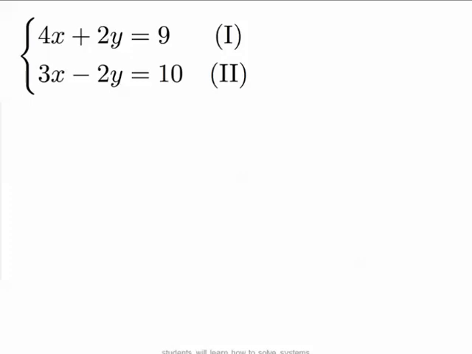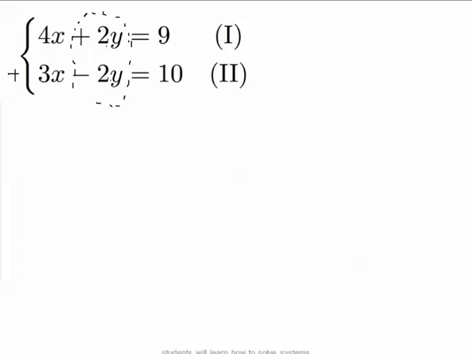Now, I could start manipulating one of these and get it equal to either an x or a y and substitute it into the other one. But I notice, and I'm just making an observation, these two right here are opposite each other. I've got 2y and minus 2y. What would happen if I added these two equations to each other?